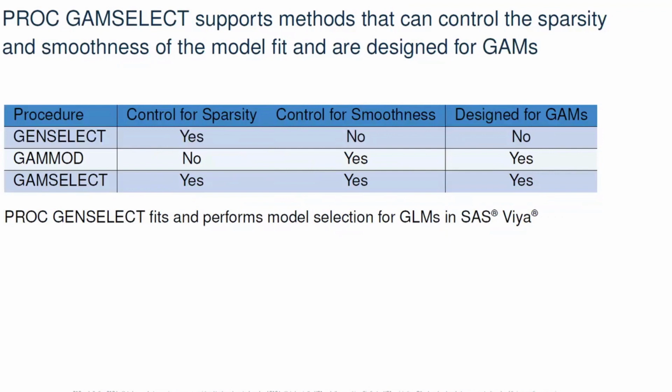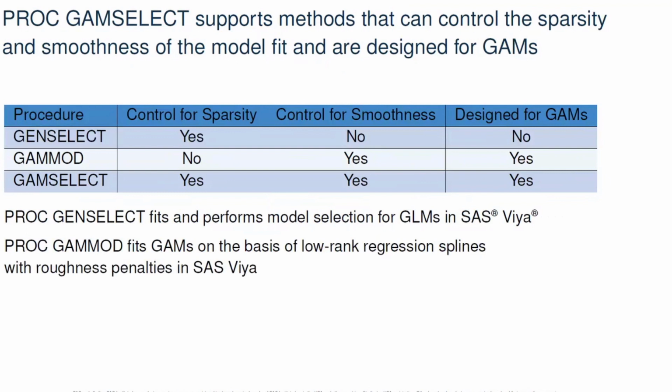The GenSelect procedure is designed primarily to support the selection of GLMs. While you can use regression splines in Proc GenSelect to model nonlinear dependencies, it does not support tools for easily controlling the smoothness of these spline terms. Moreover, because the procedure is designed primarily for GLMs, there are likely to be performance implications when you try using it to fit and select models with a large number of spline terms.